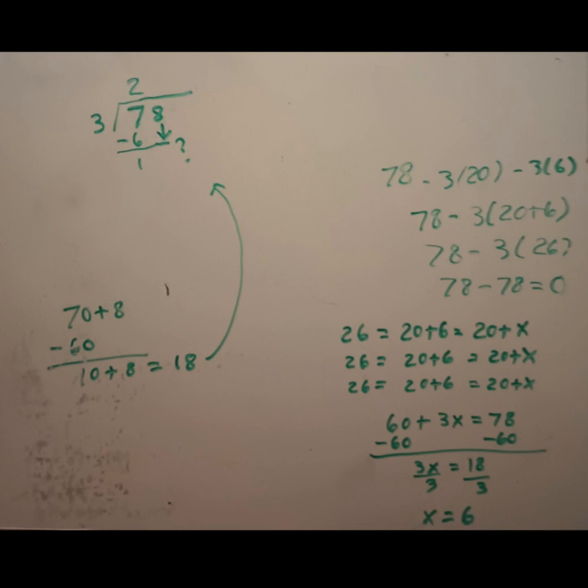It is separated into a sum of 70 and 8, or 70 plus 8. Now put the 8 to the side of 70, and the number 8 will be added to the result of the subtraction of 70 and 60.